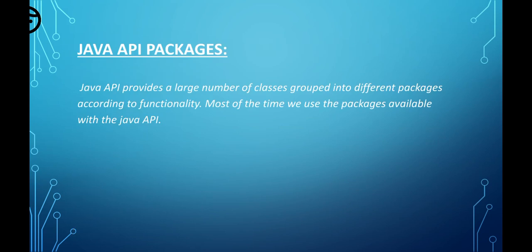Now firstly, what are Java API packages? Java API provides a large number of classes grouped into different packages according to their functionality. We have seen Java utility functions, Java language functions, Java input-output functions. They all are API packages. Most of the time we use packages available with the Java API, and most programmers use them because they help.